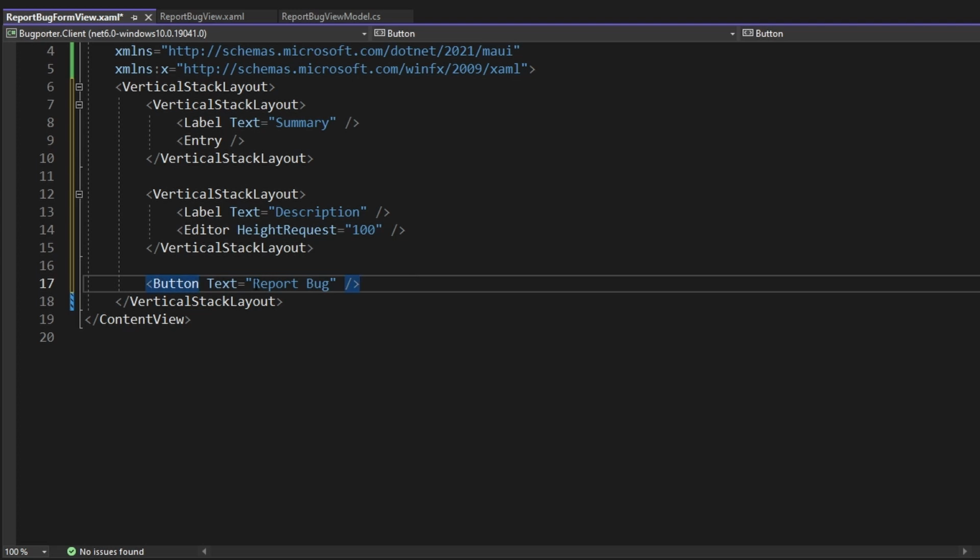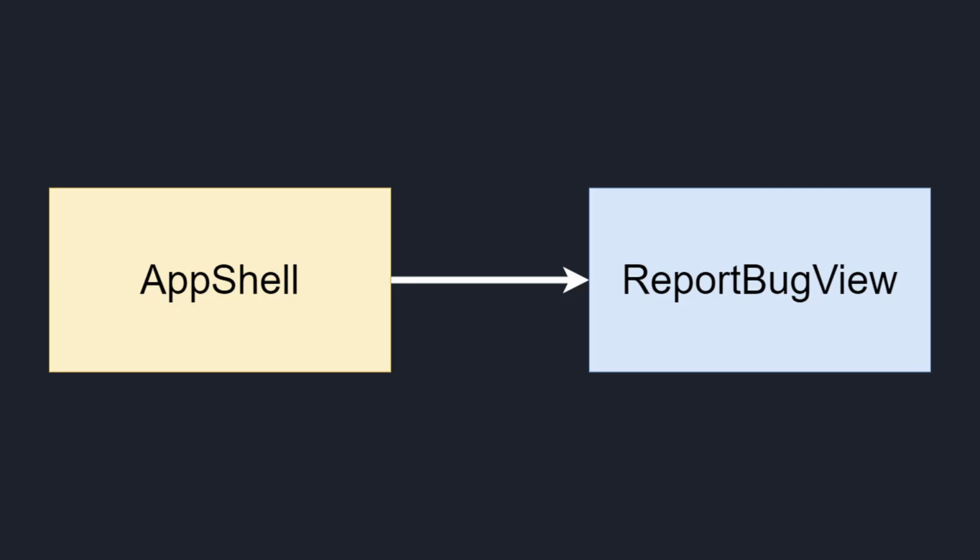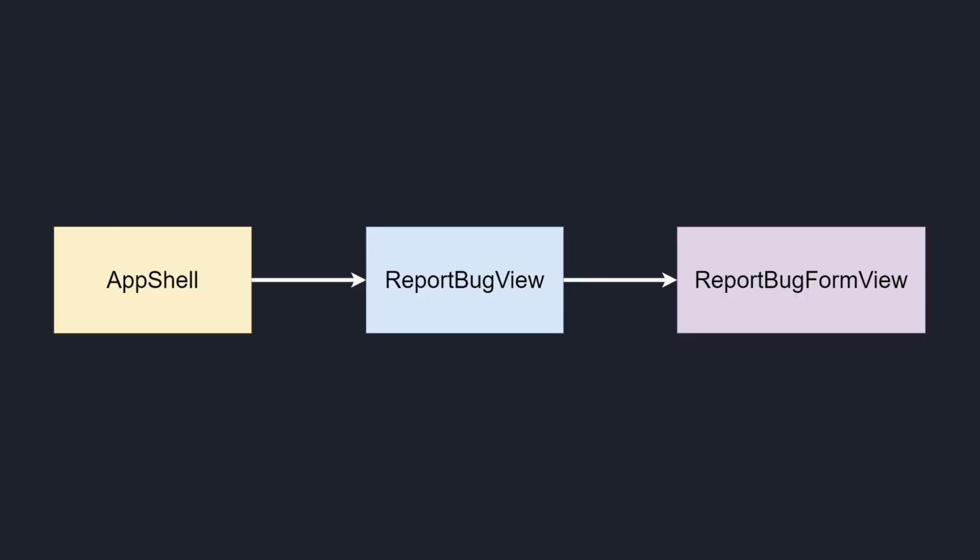So now that we have the skeleton of our report bug form, of course, we're going to have to make some styling enhancements. Not sure how it's going to look. Let's actually see it when our application boots up. So when we boot our application, we show the report bug page. So all we need to do is use this report bug form view component in our report bug view page.